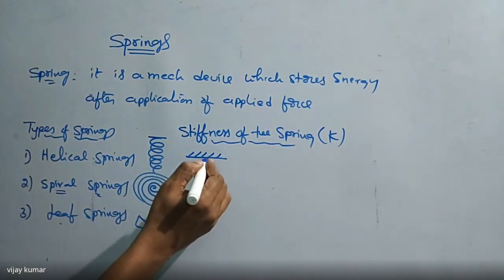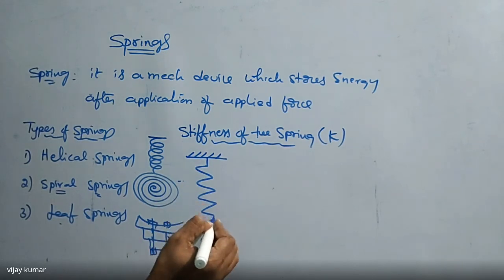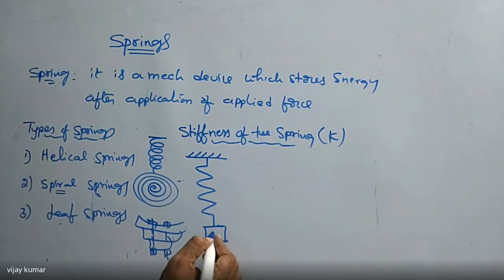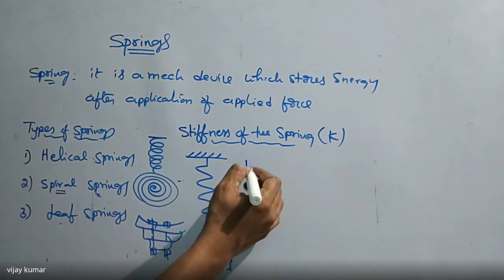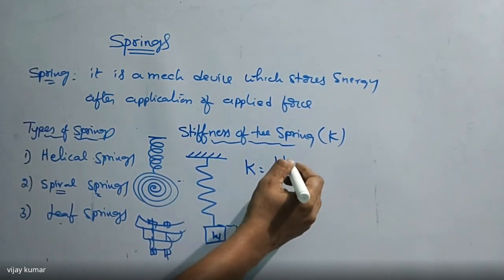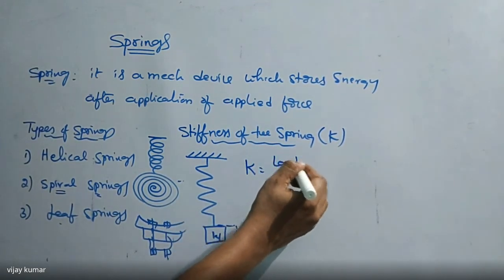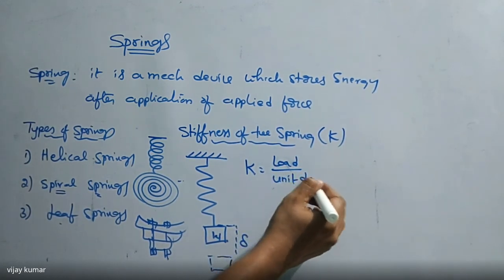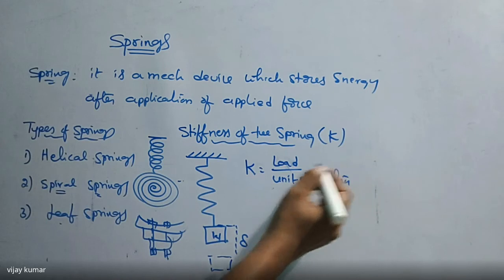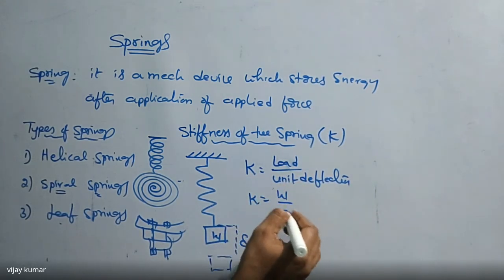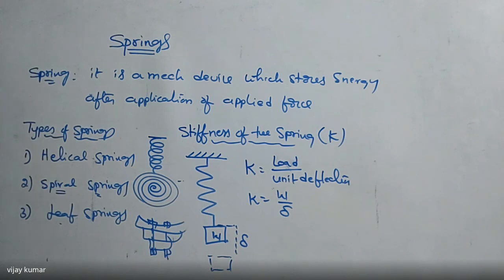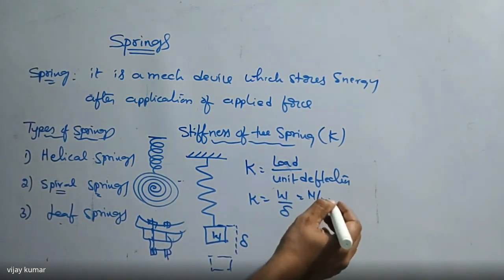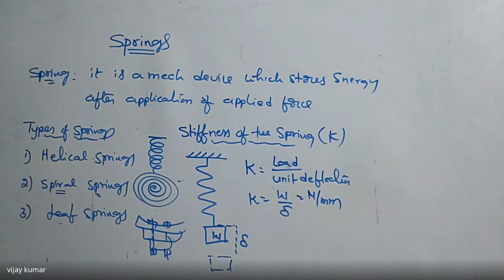Take a helical spring which has a small weight attached at the bottom. This weight is W. Then it will undergo some displacement up to this point. So the displacement is nothing but delta due to this load. What is the stiffness here? Stiffness is always load per unit deflection. Load is nothing but W and deflection is nothing but delta. So that is the formula of stiffness. The unit is Newton per mm. Newton per mm is the unit of stiffness.